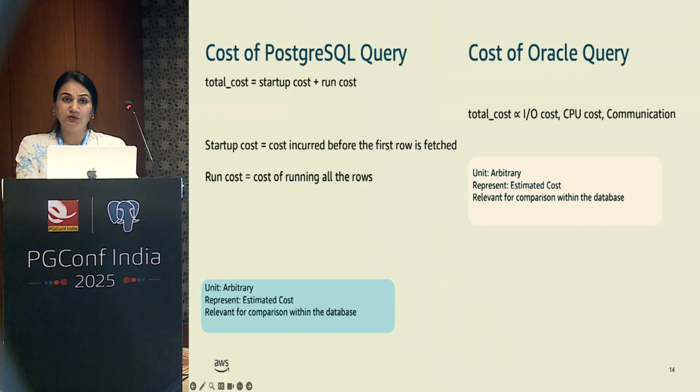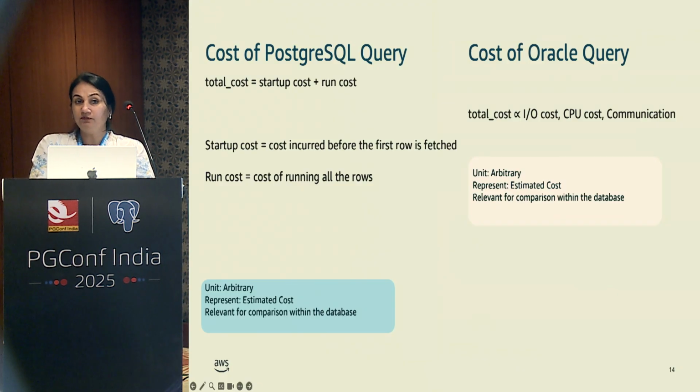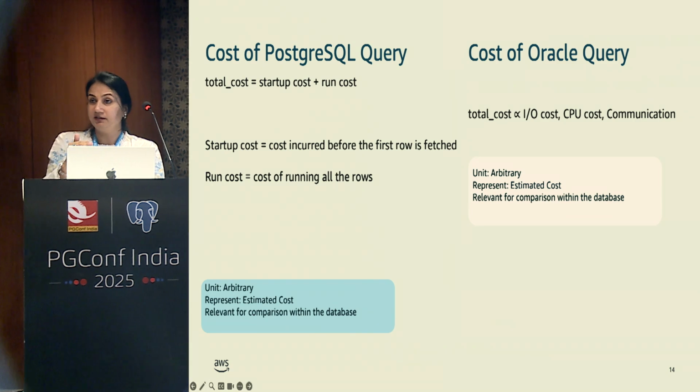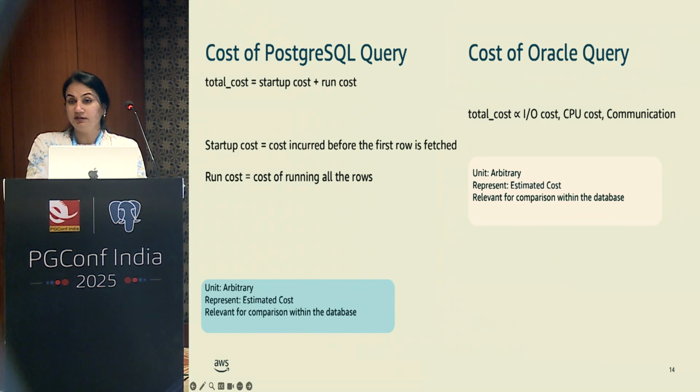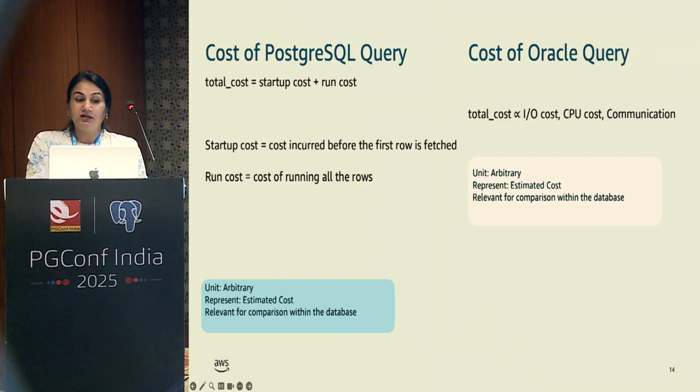In the case of PostgreSQL, it's just a sum of the startup cost as well as the run cost. Startup cost is nothing but the cost incurred right before the first row is fetched. So if, let's say, you're going for a full table scan, or a sequential scan in the case of PostgreSQL, then it doesn't have to put in much thought. It can directly start fetching from the first record itself. So the startup cost is almost equal to 0. And the run cost would be the cost of fetching all the rows.